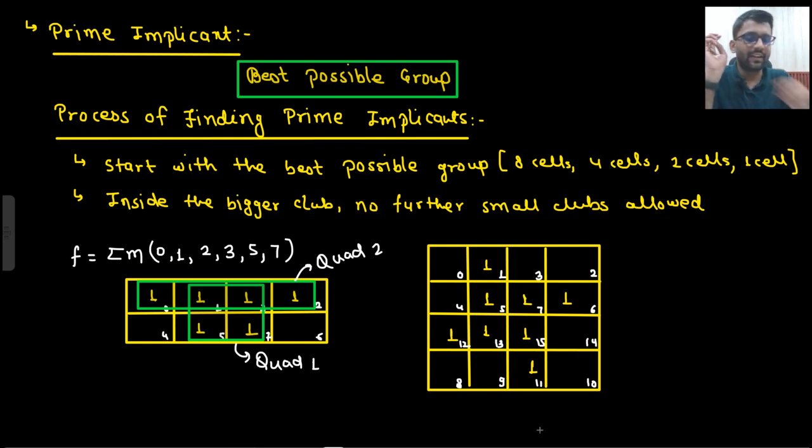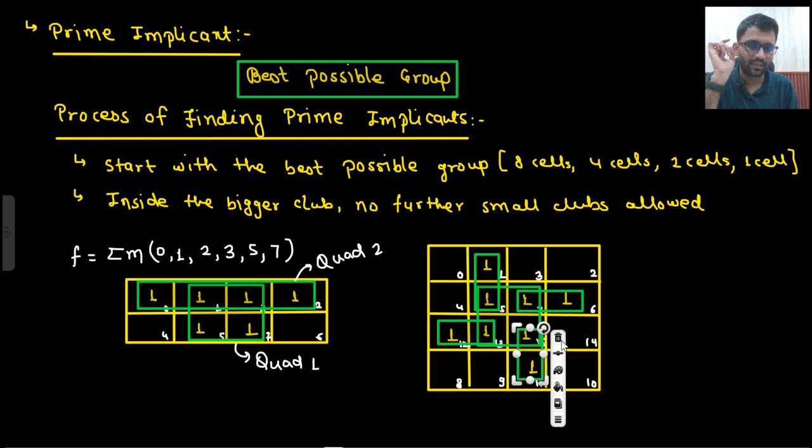So let's try finding prime implicants in this particular group. First I will make the biggest club, which is the quad I can see. Can I make another quad? No. Now I can make pairs, right? I can make this pair, this pair, this pair, this pair. If I take a single element, it is already there in a pair. So I will not take single elements into account. First I will think of quad, then I will think of pair.